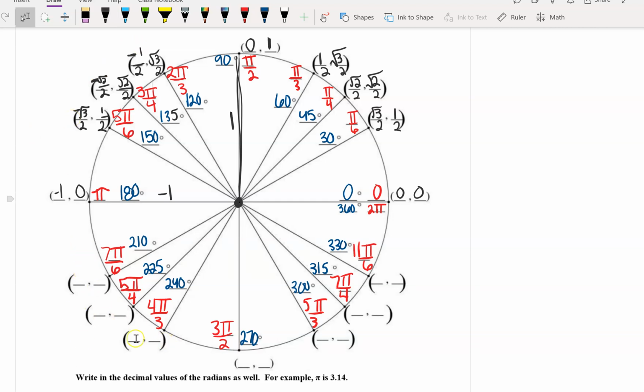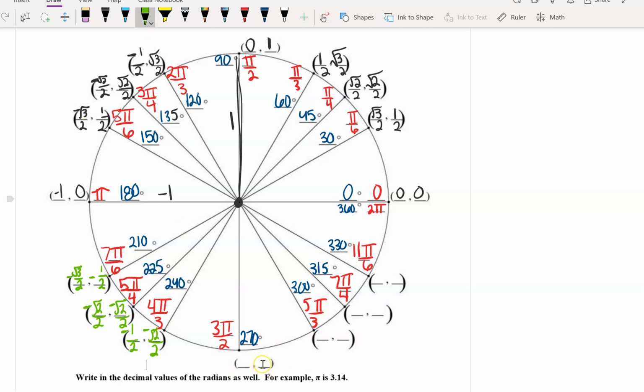And then this quadrant is just a reflection of all of these points, but both the x coordinates and the y coordinates will be negative, because in quadrant 3 we're going left and down, so everything's negative. So this will be -√3 over 2, comma -1/2. This will be -√2 over 2, comma -√2 over 2. And then the last one will be -1/2, comma -√3 over 2. All negatives for both coordinates there.